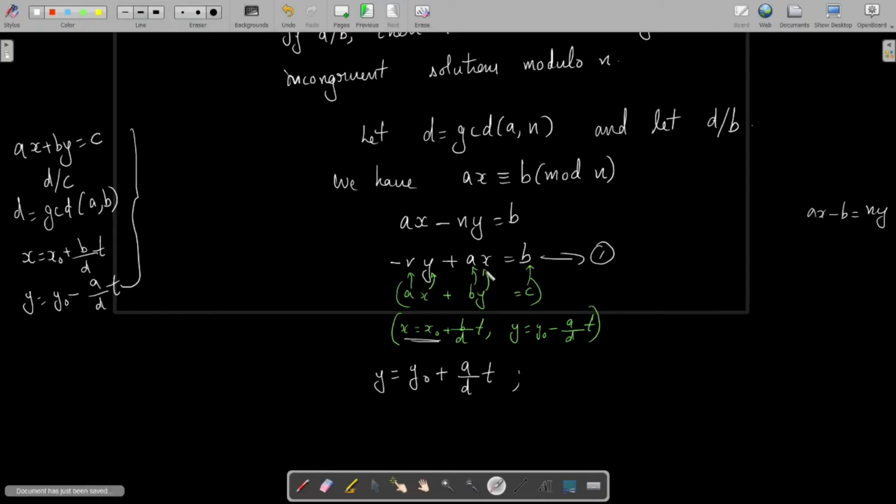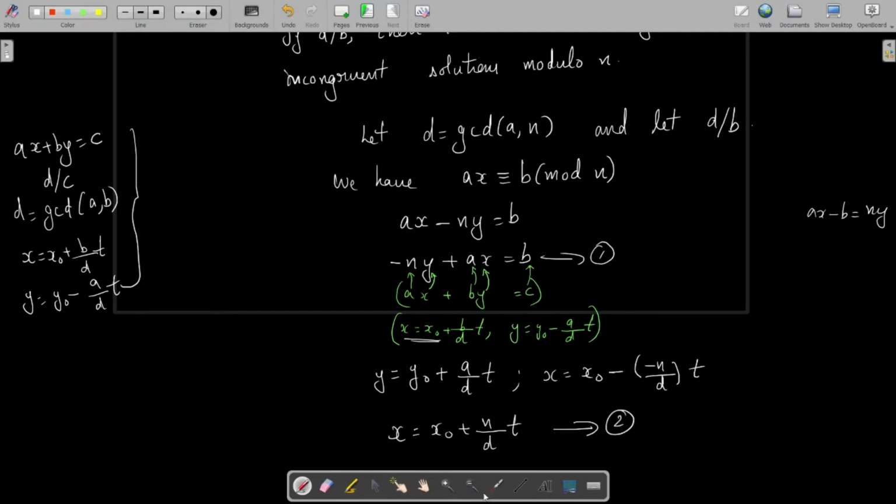And then we will write the value of x. In the place of y here we have x. So we start with x equal to x0 minus a by d times t. In the place of a we have minus n here, so we have minus n by d times t. Here we do not actually need the value of y, because we have to find the value of x satisfying this linear congruence. So we take only the value of x. So we can write x equal to x0 plus n by d times t. This is the solution of the given linear congruence ax ≡ b mod n.